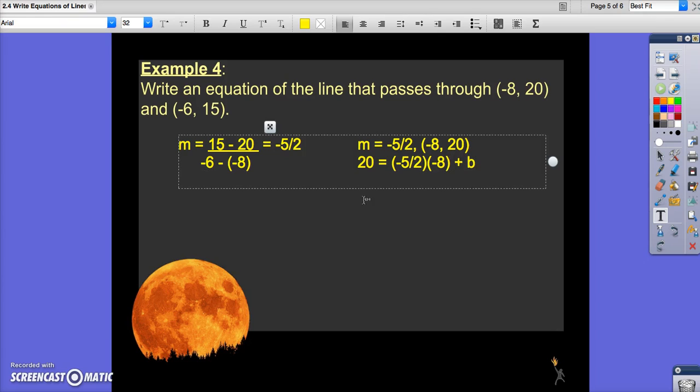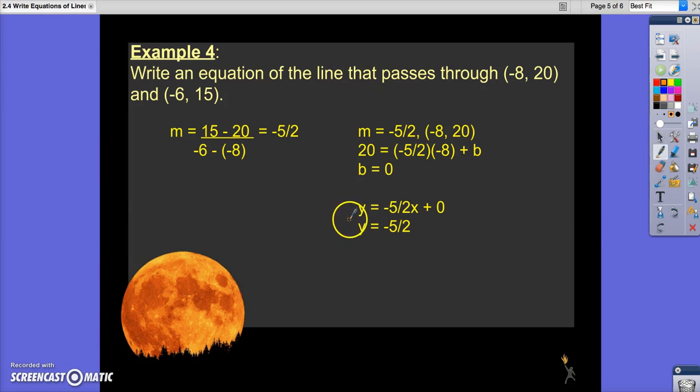Take a minute to solve it. When you solve, you should get b equals 0, actually. Plug back in just the slope and the y-intercept. Or you could also say just y equals -5/2 x. That's your answer. So it doesn't matter which point you pick, and if you wanted to, you could test it out and see if you picked the other ordered pair, but you'll get the same answer.